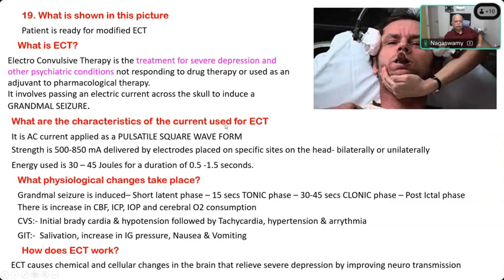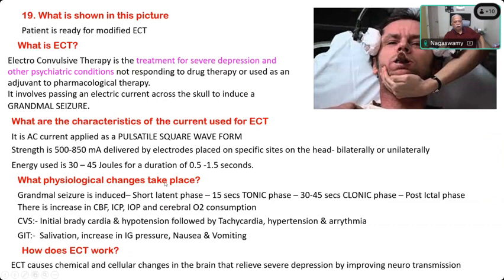What are the characteristics of the current used? It is an alternating current, not a DC current, with a pulsatile square waveform. Strength of the current is 500 to 850 milliamperes, delivered by electrodes placed on specific sites on the head. And energy used is 30 to 45 joules for a duration of 0.5 to 1.5 seconds.